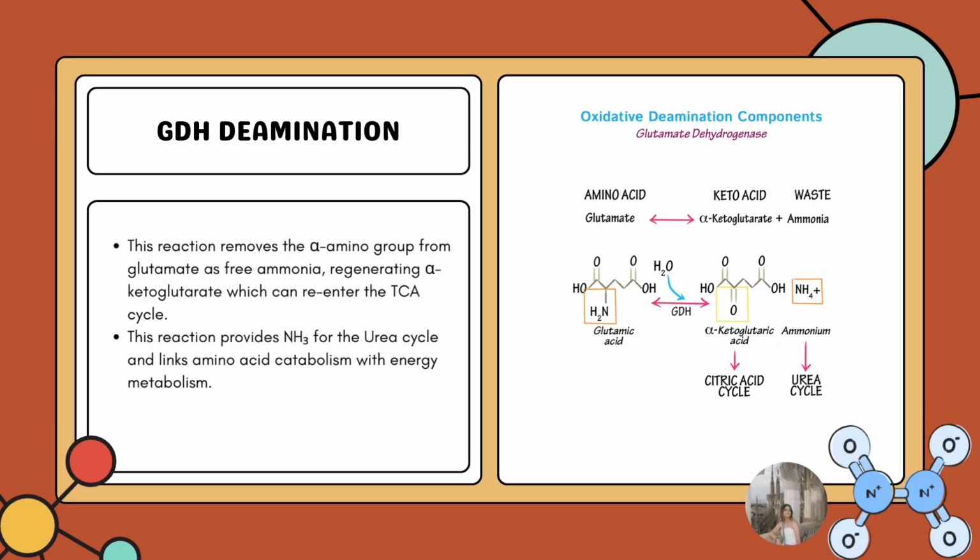GDH deamination. This reaction removes the alpha amino group from glutamate as free ammonia, and it regenerates the alpha ketoglutarate, which can now re-enter the TCA cycle. This reaction provides us with NH3, or ammonia, for the urea cycle, and it links amino acid catabolism with energy metabolism. On the other side, as you can see, I have an image, which is the representation of this reaction.